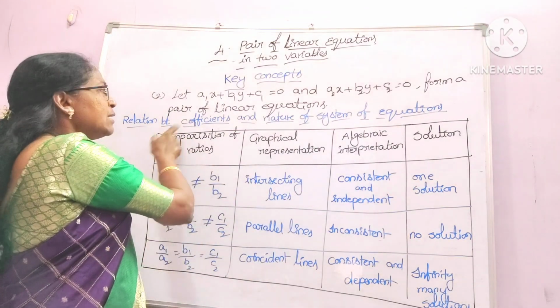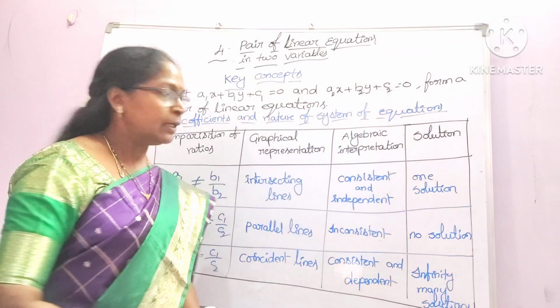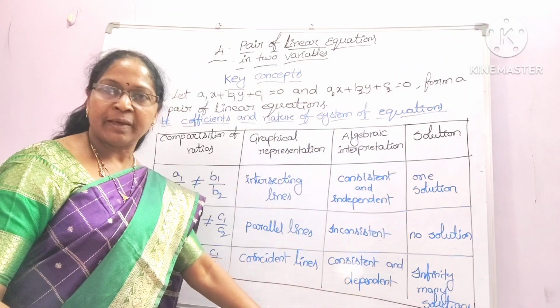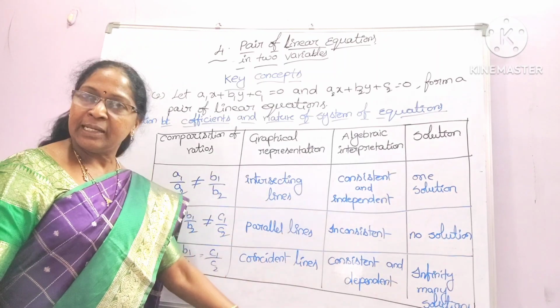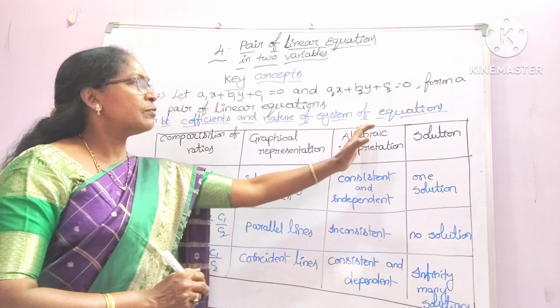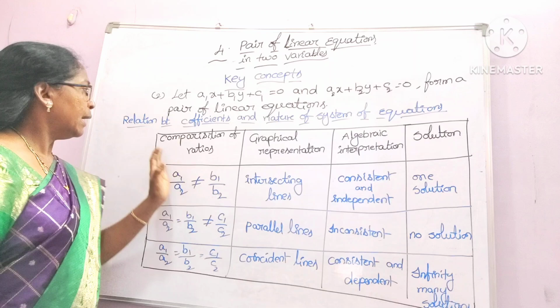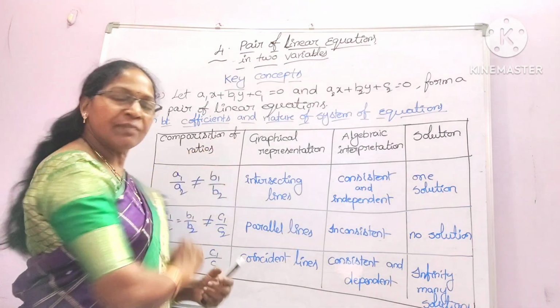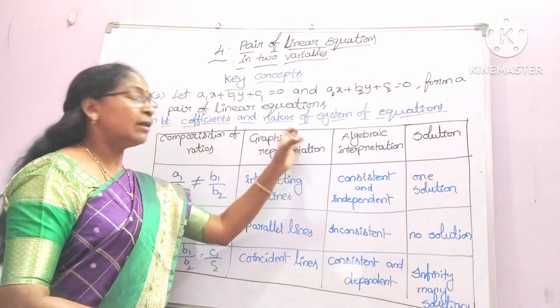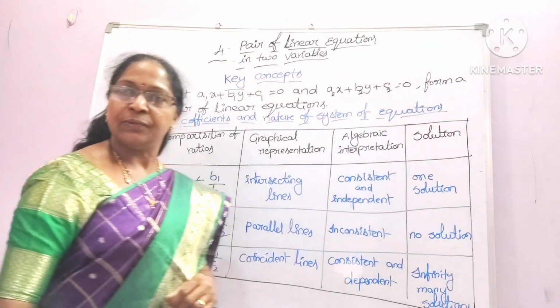What is that? Relation between coefficients and nature of system of equations. This tabular form is very important. What is the nature of a pair of linear equations, and what is the relation between the coefficients and the nature of the system of equations? You just have to learn. Here, first one, comparison of ratios. Next one is graphical representation, algebraic interpretation and solution.